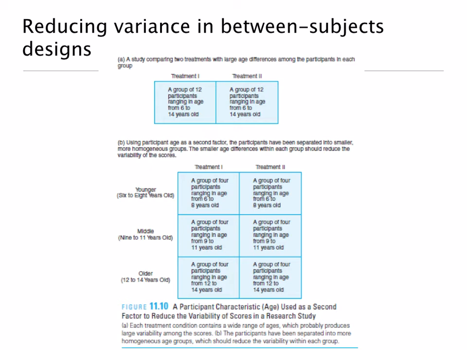And we know that a lot of that variability can be difficult statistically when we're analyzing our data. So another thing they can do to reduce this variance is to break up that age group of 6 to 14-year-olds into smaller age groups. The younger group maybe 6 to 8, the middle group 9 to 11, and the older group 12 to 18. By dividing them up into different groups and making this a factor, by looking at age as an independent variable, we can reduce the variability in each one of those groups and then look at treatment.